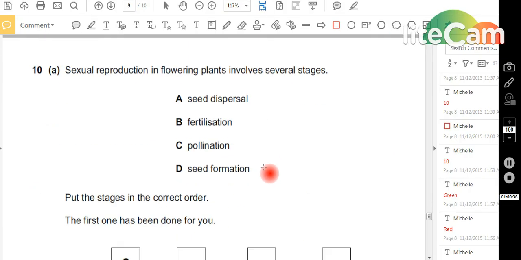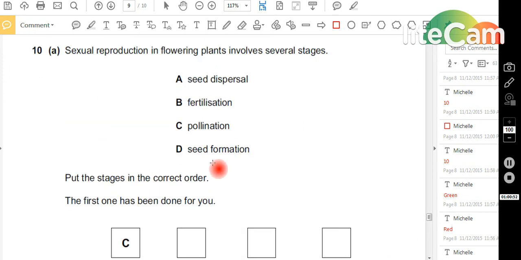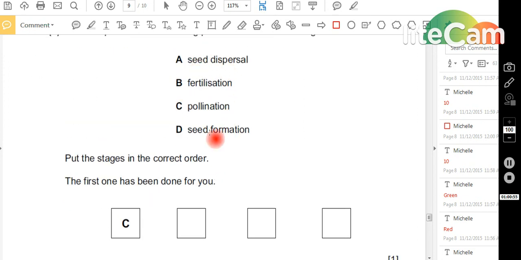Sorry, let's continue on to the next question. Sexual reproduction in flowering plants involves several stages: seed dispersal, fertilization, pollination, and seed formation. Put the stages into the correct order. The first one has been done for you. So they've already told you that pollination happens first. What will be next?